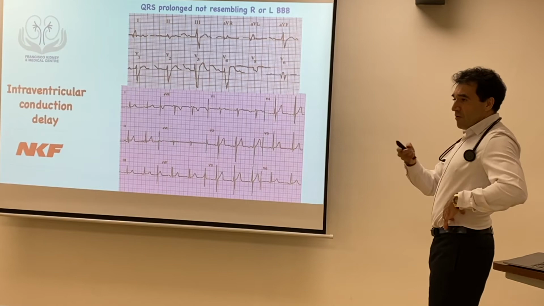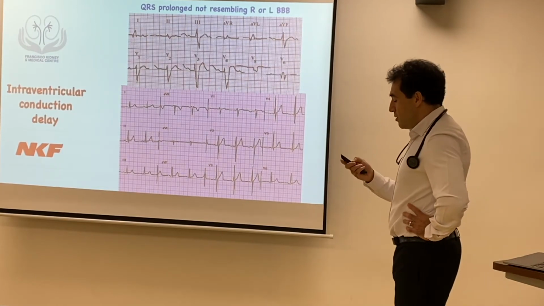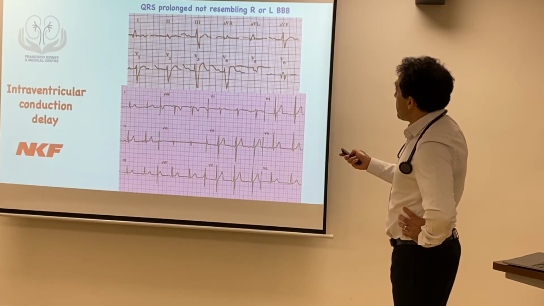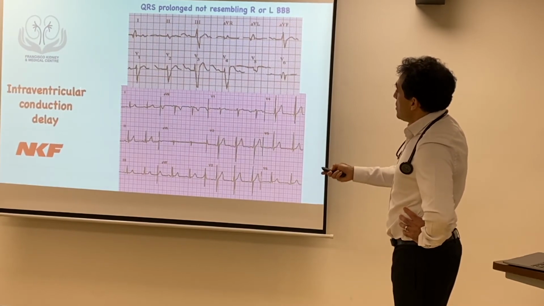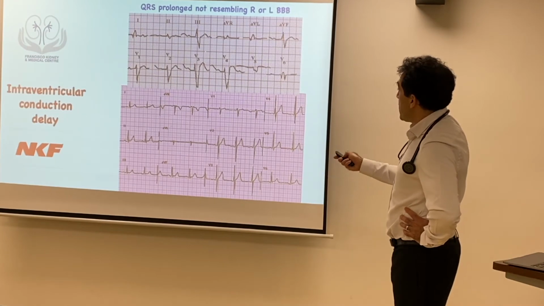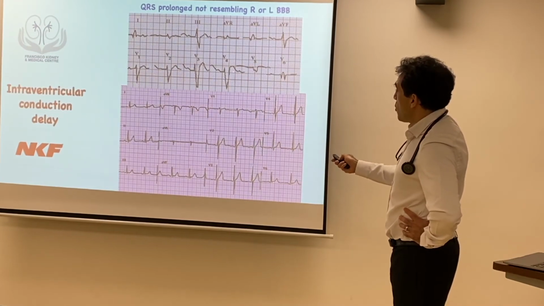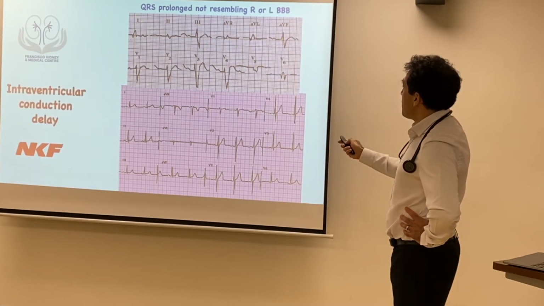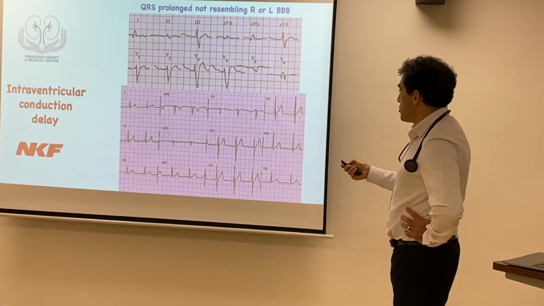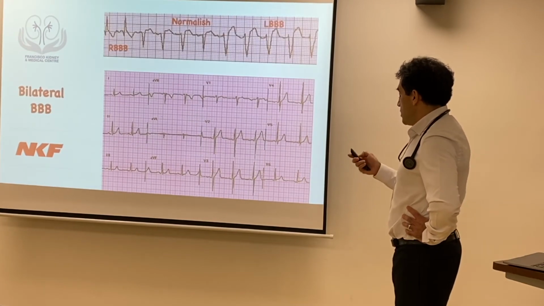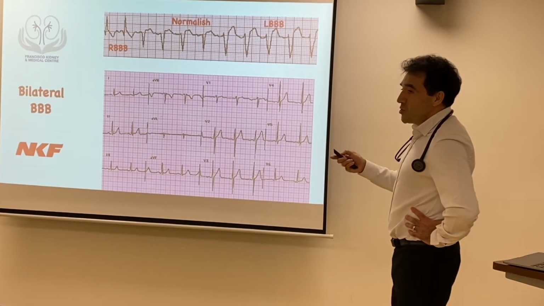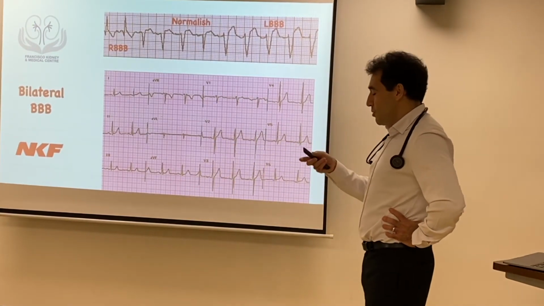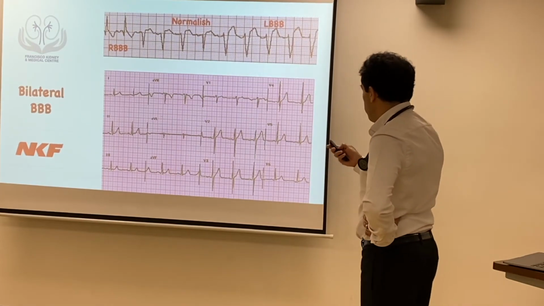Meaning the conduction is not going very nicely through to the ventricles and along the ventricles, yeah? So this one is also intraventricular conduction delay. There is an abnormal QRS, it's wider, but it doesn't resemble either a right or a left, yeah? So it just looks dodgy. I'm sure they're not going to ask you the diagnosis, this intraventricular or left bundle branch, etc. Probably they will ask you something simpler, yeah?